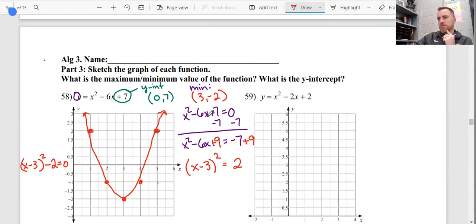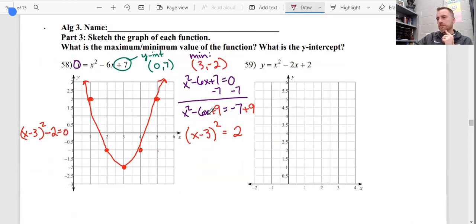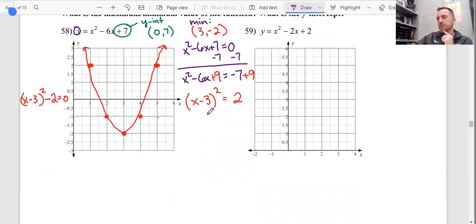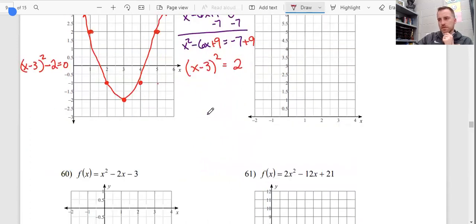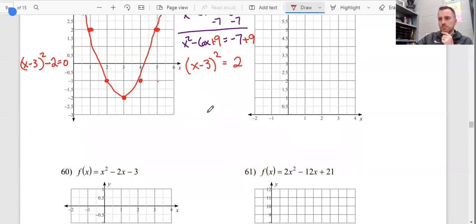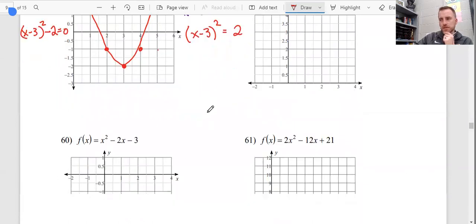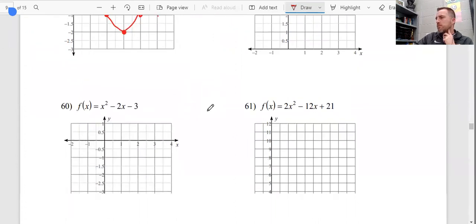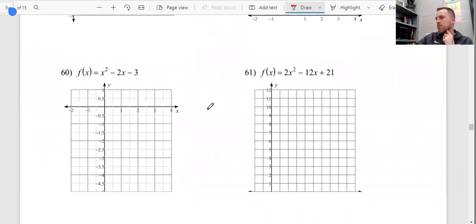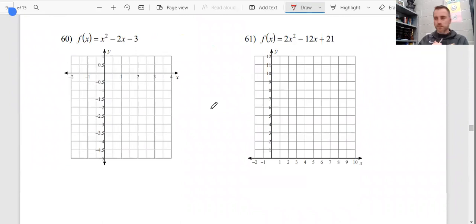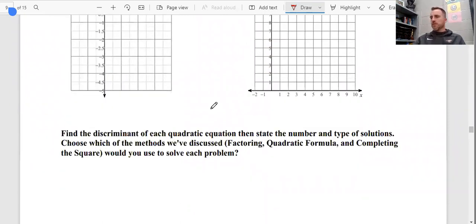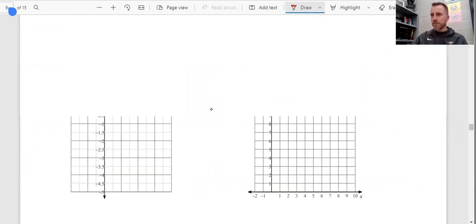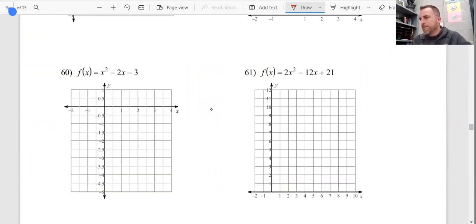Let me scroll down real quick. See if there's another one of these things we need to do. Yup. Number 61 looks like something we should try to tackle. Ooh, I'm a little far. This will be the last one on this video. Jump into some discriminant talk.